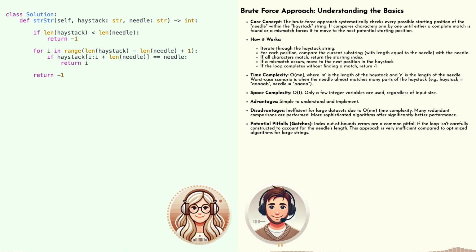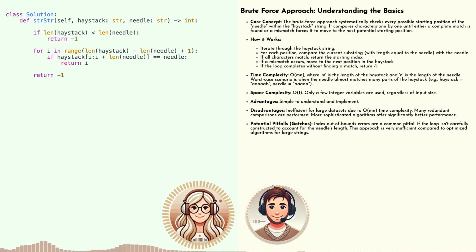Exactly. It's easy to understand, but I can already see how it might get really slow, especially if we're dealing with huge strings. You're right on the money. Brute force is essentially trying every single starting position in the haystack to see if our needle is hiding there. You end up doing a lot of unnecessary comparisons, especially with a longer needle. So let's say our needle is 5 characters long and our haystack is 1,000 characters long. Are we talking about thousands of comparisons in the worst case scenario?